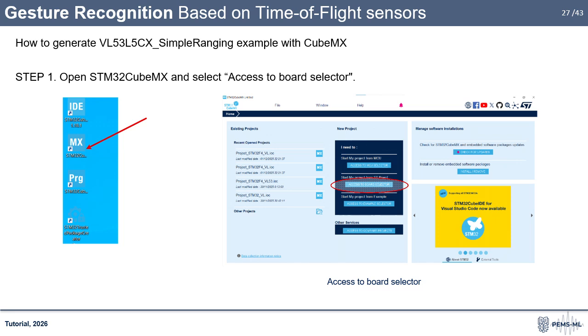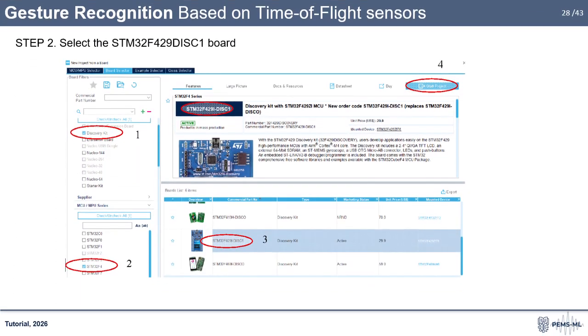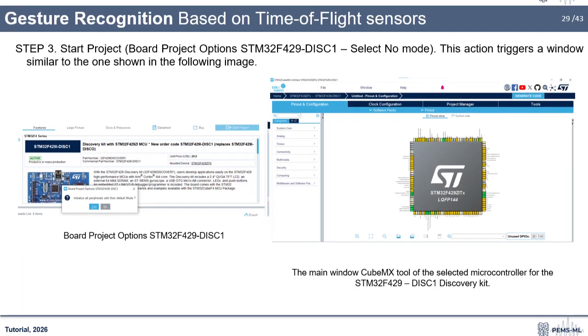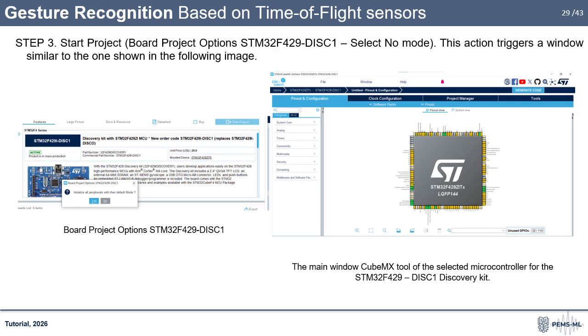Step 1. Open STM32CubeMX and select Access to Board Selector. Step 2. Select the STM32F429 DISC1 board. Step 3. Start project. For board project options, STM32F429 DISC1. Select No Mode. This action triggers a window shown in the right image.